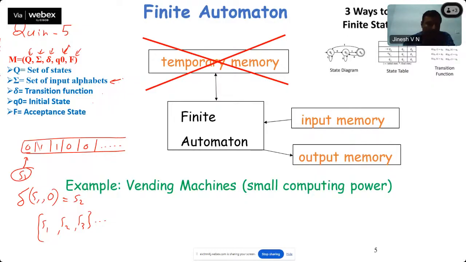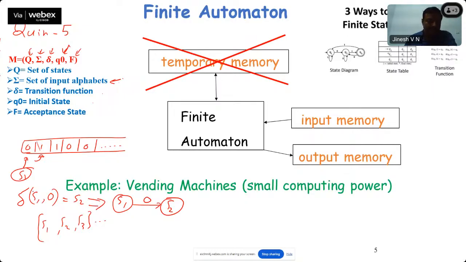Once you are reading an input, by default your read head will be moving to the right side. Automatically it will go to the right side, so we will not bother about the direction of movement in this case. If I am writing a transition function delta(S1, 0) = S2, I can write it like S1 to S2, it is changing on input 0. This is the idea, this is how we are representing the function.